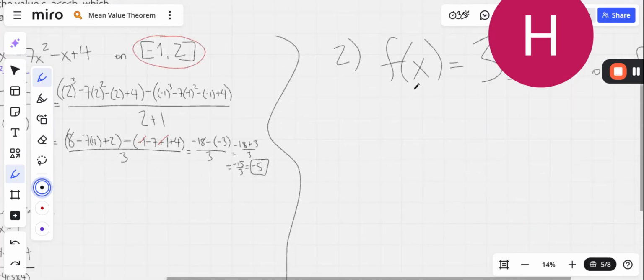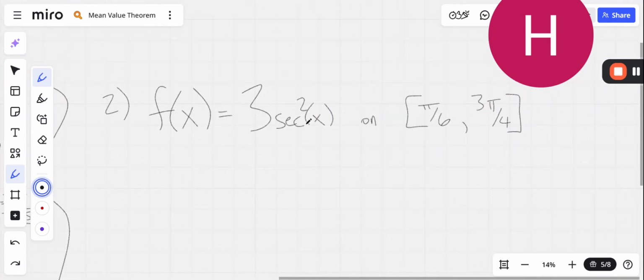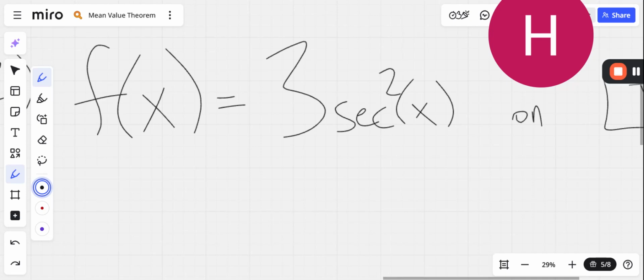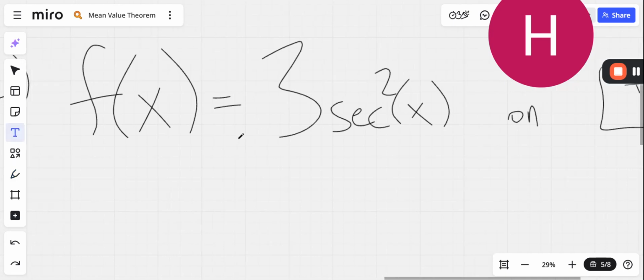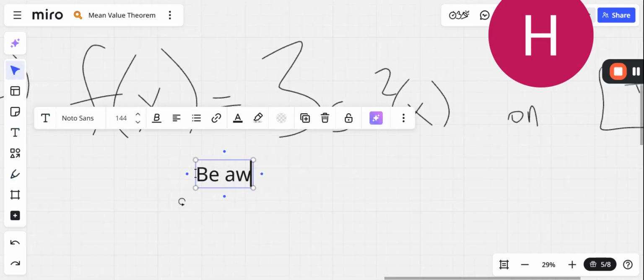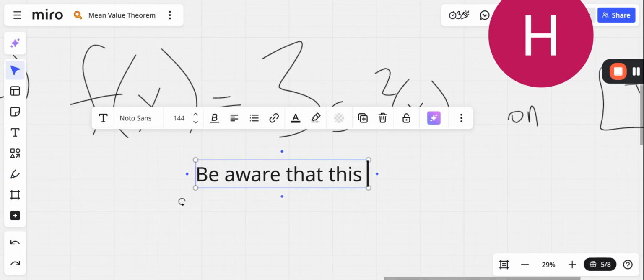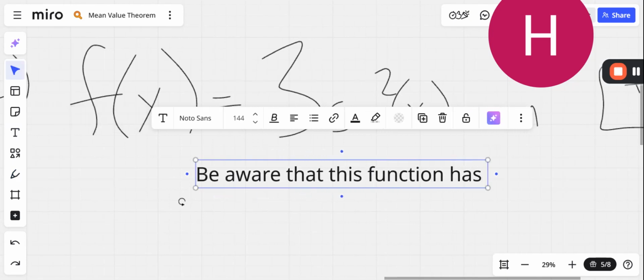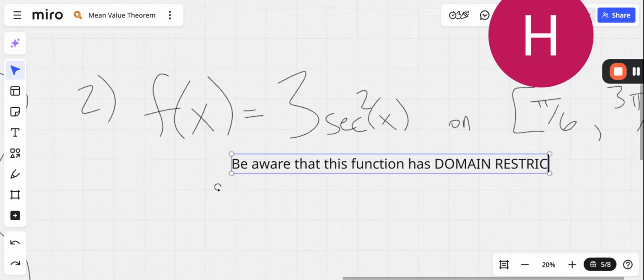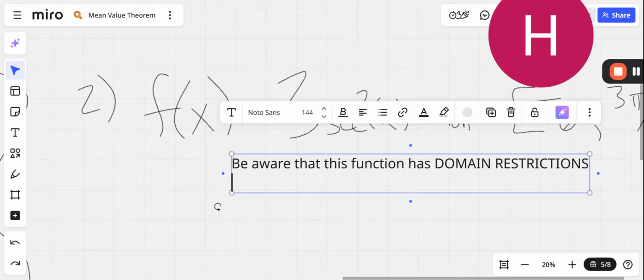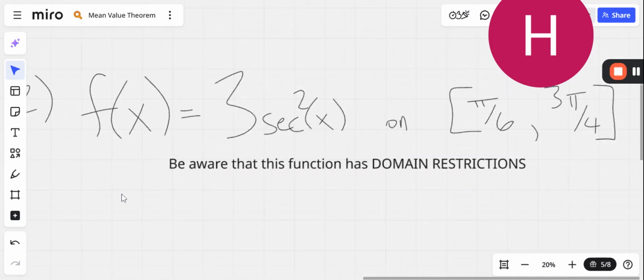Okay, let's do a trigonometric example. That's going to be how we end things today. We have a function 3 secant squared of x. Now this one we have to be careful of. Be aware that this function has domain restrictions, and we need the function to be differentiable in order to use a differentiability theorem, a derivative theorem, like the mean value theorem.